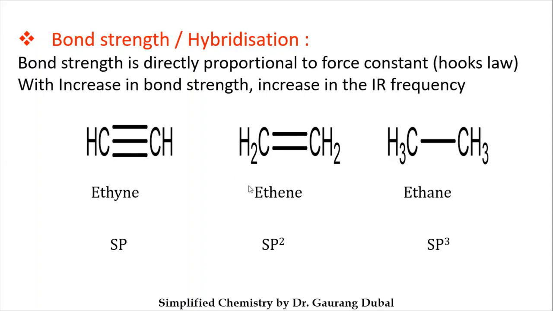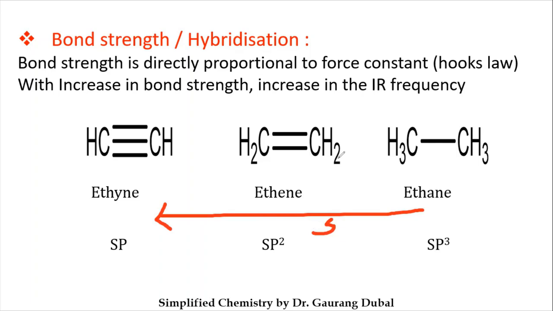In ethene, the S character will be CH2, meaning three atoms in total, so 100 divided by 3, you will get 33.3. So the S character here will be comparatively less than ethyne. And in the same way, if you go for ethane, the S character will be 1/4 of 100, that means 25. So the S character here decreases. So it means, if the S character in hybridization increases, the frequency will definitely increase due to the bond strength.